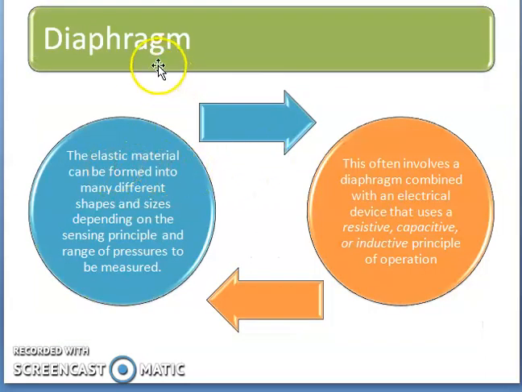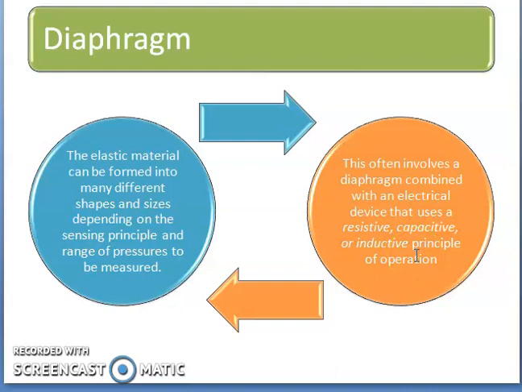That is the diaphragm, the elastic material that we use in pressure transducer is called diaphragm. It can be formed into many different shapes and sizes depending upon the sensing principle and range of pressures to be measured. And this often involves a diaphragm combined with an electrical device that uses resistive, capacitive, or inductive principle in the operation.